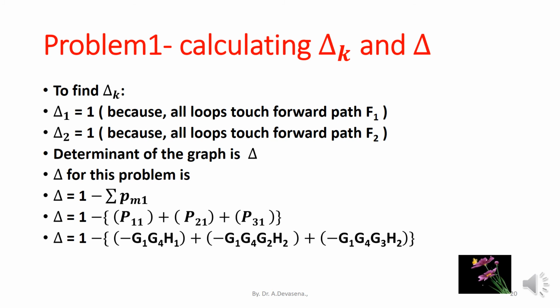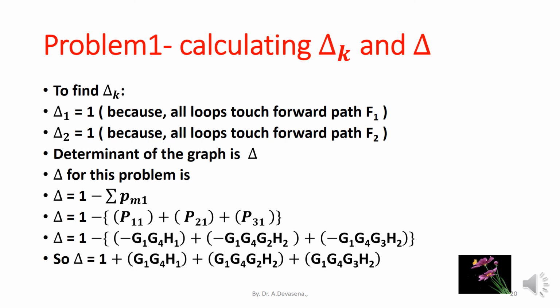Substitute the value of P suffix 11. Its value is minus G1 G4 H1, plus substitute the value of P suffix 21. Its value is minus G1 G4 G2 H2, plus substitute the value of P suffix 31. Its value is minus G1 G4 G3 H2.